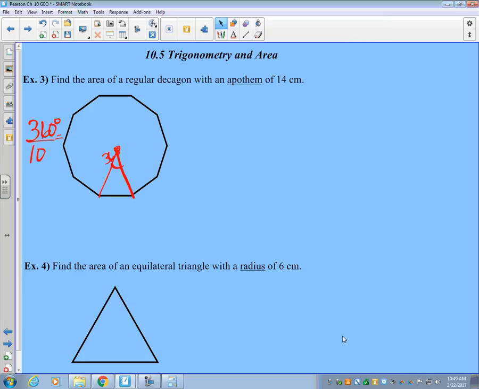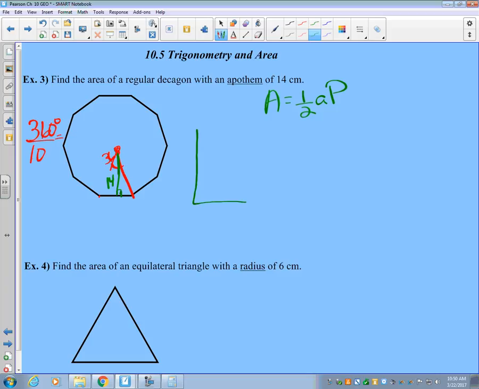It tells us the apothem. Yay! Because when we're using the formula A equals 1/2 ap, we already have the apothem. That's one less thing we have to solve for. So the apothem, they say, is 14. This is the first time they've given us the apothem in these practice problems, so yay. 14.